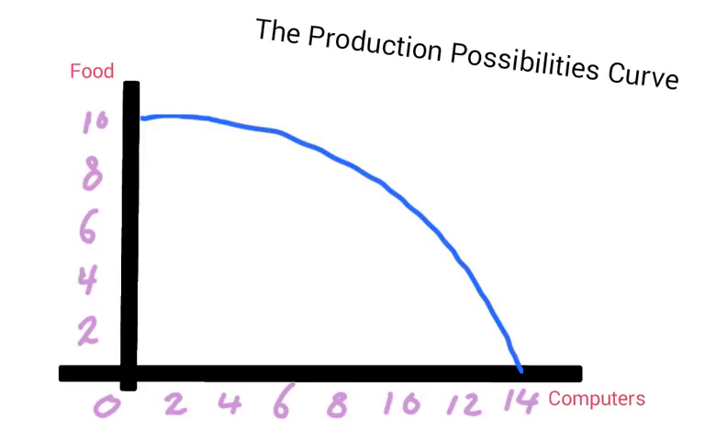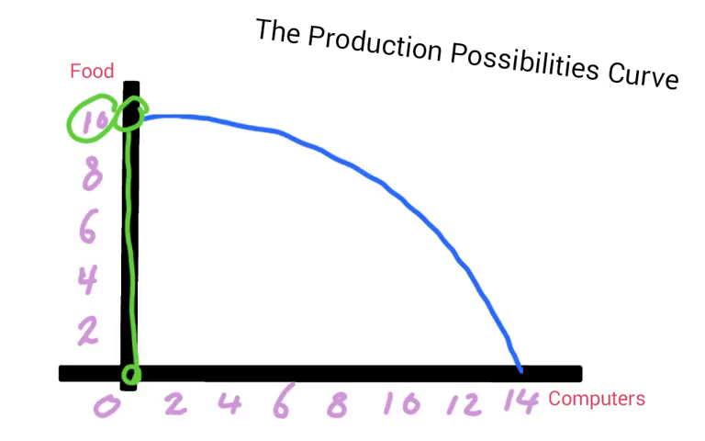So if we use all of those resources and we make only food and no computers, then we're looking at a point on the curve on what's called the y-axis, the vertical axis, and we can see that we can produce 10 units of food, and we are then going to produce no computers. So that's one extreme, and 10 units of food, you can think of maybe 10 million units of food if you're looking at a country.